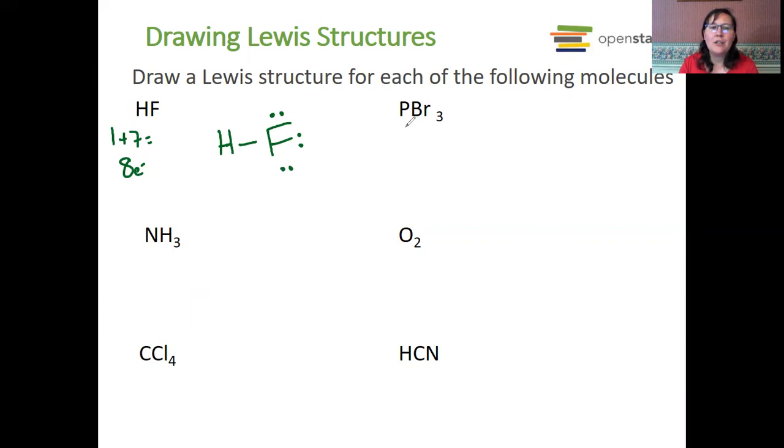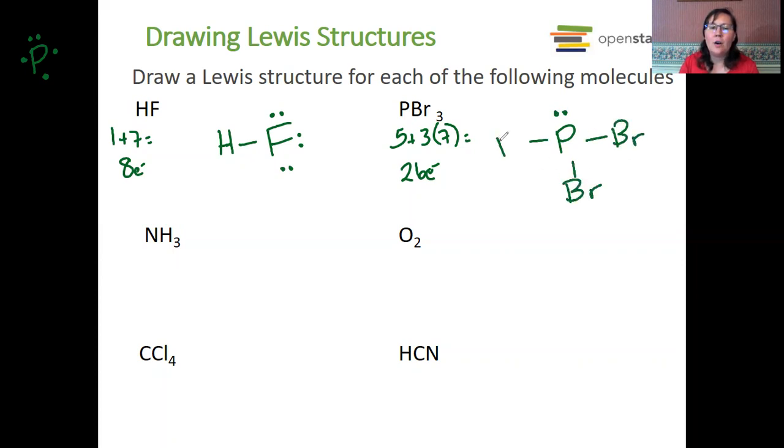Now for this one, we know that we have 5, and then we have 3 bromines. So 7 times 3 is 21, plus 5 is 26 electrons. Now I know that bromine is a halogen, so it's going to look just like fluorine, but I want to remember what phosphorus looks like. I think that's when this gets really easy. So I'm going to use this as my guide, and place those lone pairs on the phosphorus. Then, before I do anything else, I'll make my bromines look like halogens as well.